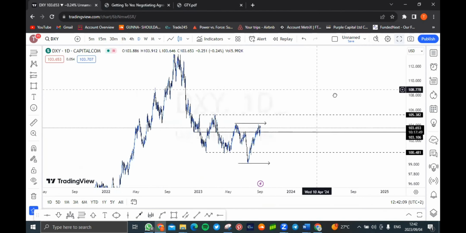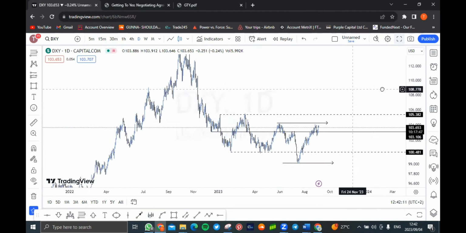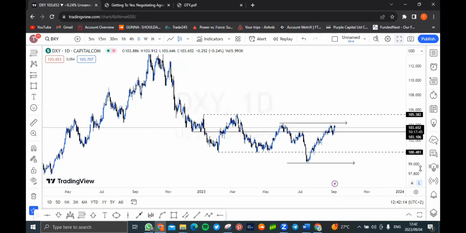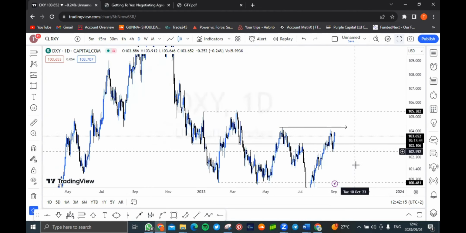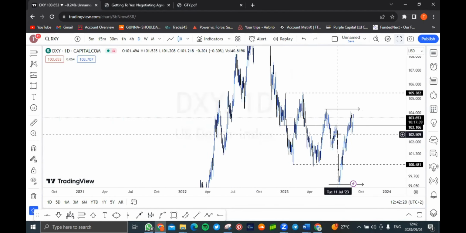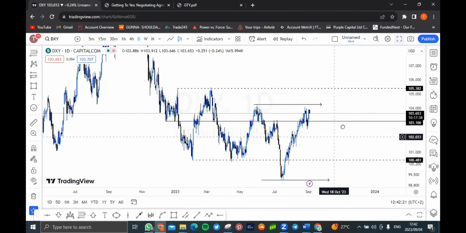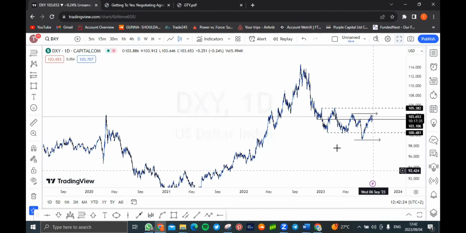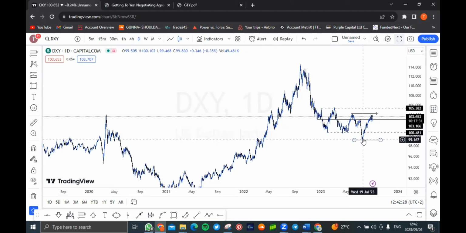You know how I do it. Just going to start on the dollar index and try to break it down for you guys. Start on the daily time frame. As you can see, we've been in this range and we broke back inside.